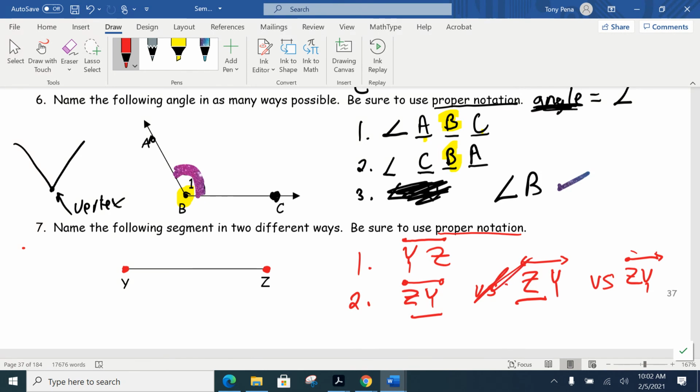Now, we haven't talked about it yet, but that's what I'm saying. You want to really kind of be aware. There's a lot of little things to be aware of in this chapter when we dive into all this geometry stuff. And the proper notation is important with all of it. Okay.